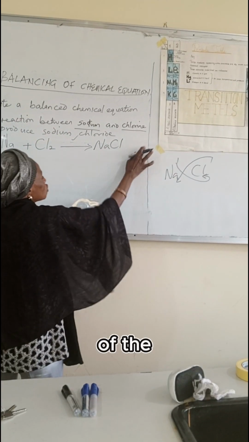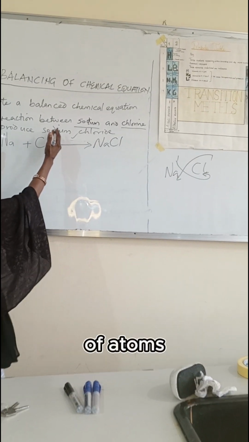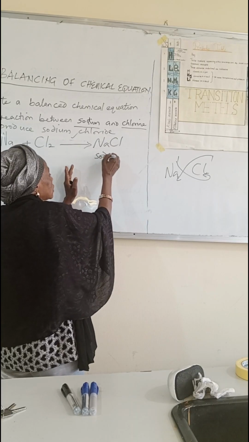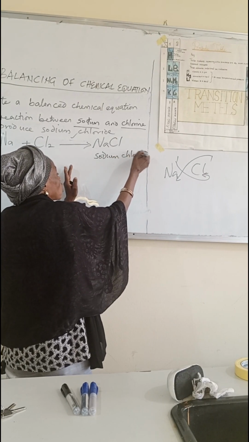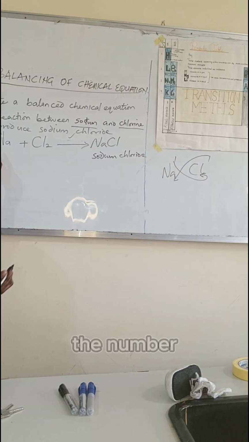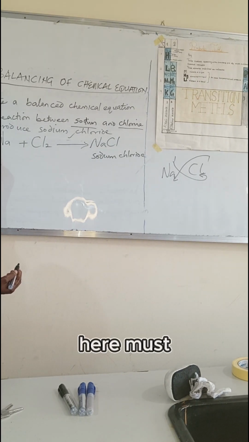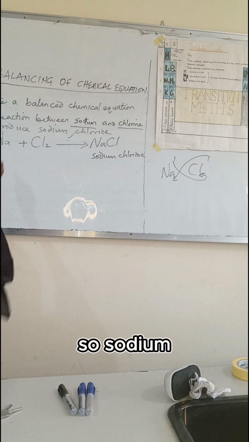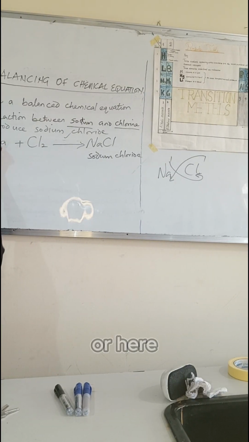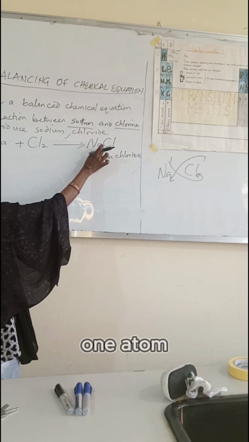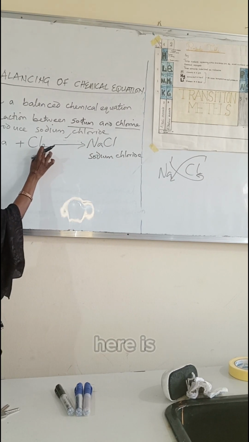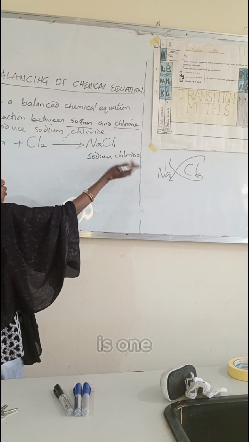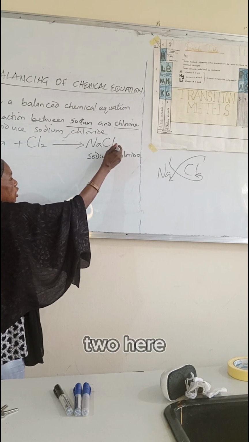Then you now think of the coefficients. You consider the number of atoms at your left hand side and the number of atoms at the right hand side. Now, how do you balance it? The number of atoms here must be the same as the number of atoms that we have at the product side. So sodium has only 1 atom here and 1 atom here. But look at chlorine. The subscript here is 2, so 2 atoms here, but the subscript here is 1, so 1 atom.